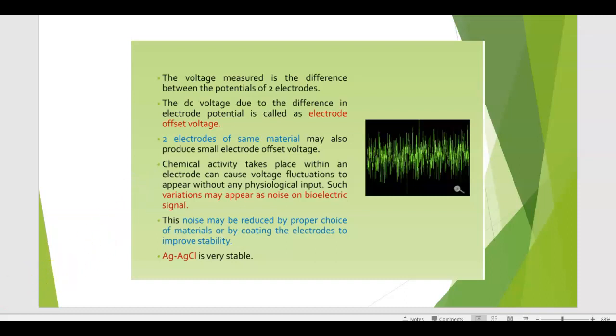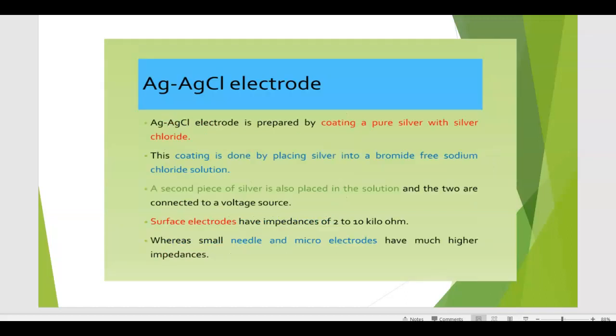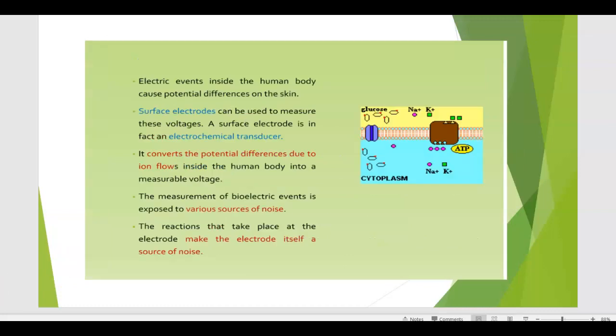The silver and silver chloride electrode is very stable. It is prepared by coating pure silver with silver chloride. This coating is done by placing silver into a bromide-free sodium chloride solution. A second piece of silver is also placed in the solution and the two are connected to a voltage source. Surface electrodes have an impedance of 2 to 10 kilo ohm, whereas small needle and microelectrodes have much higher impedance.